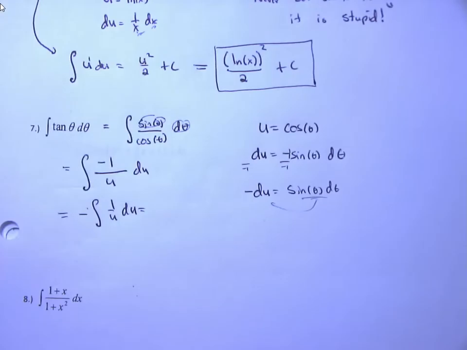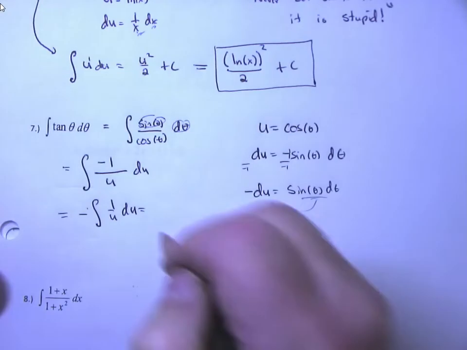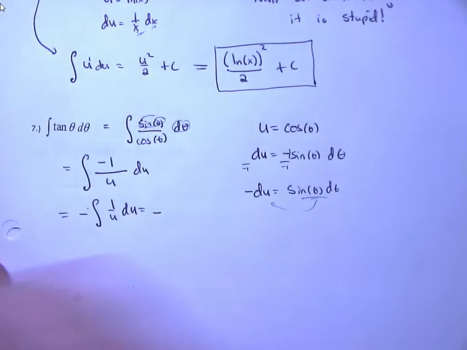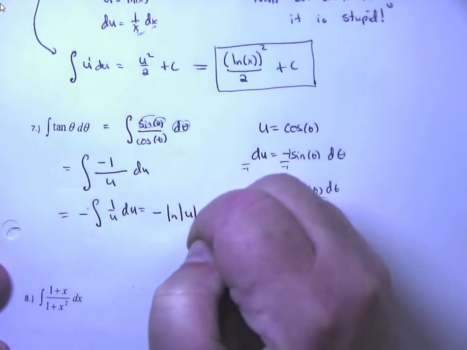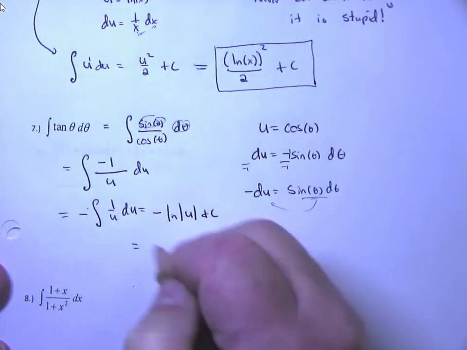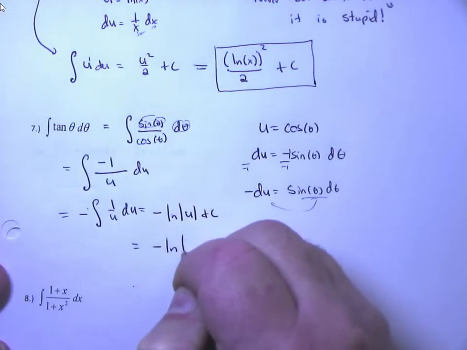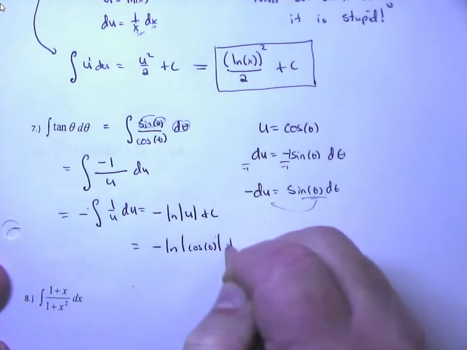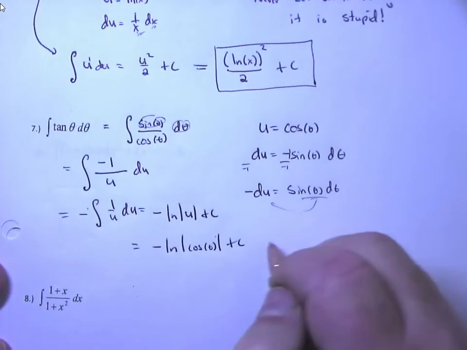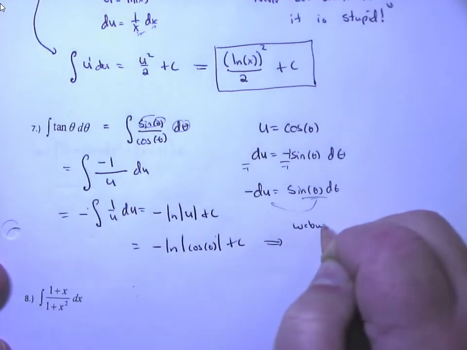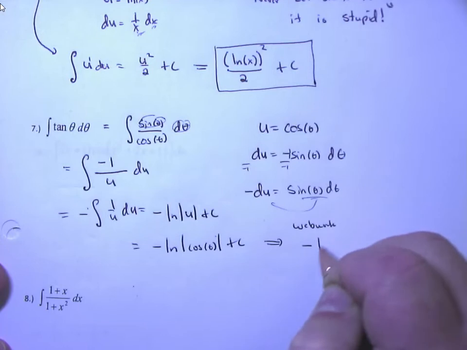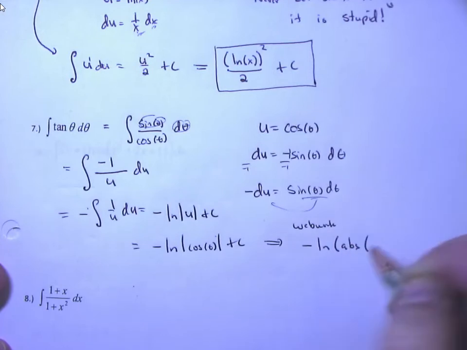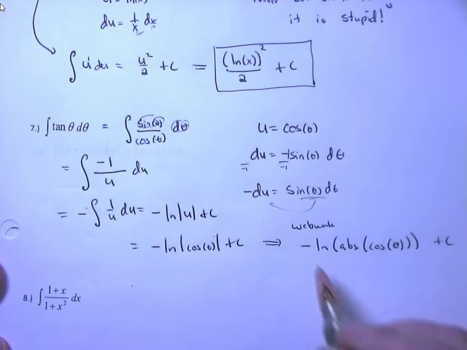What is the integral of 1 over u du? This will be negative. What's the integral of 1 over u du? Natural log absolute value of u plus c. Back to substitute. This will be negative the natural log absolute value of, what was u? Cosine of theta plus c. So if I type this on WebWork, just to remind you, this will be negative natural log parentheses abs for absolute value parentheses cosine parentheses theta close parentheses close parentheses close parentheses plus c. That's how you would type it in on WebWork.